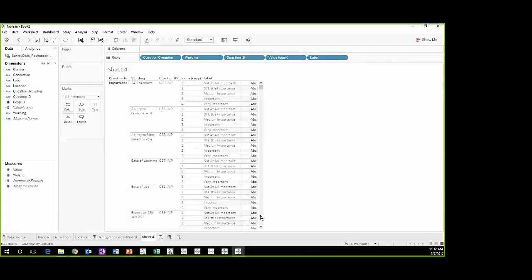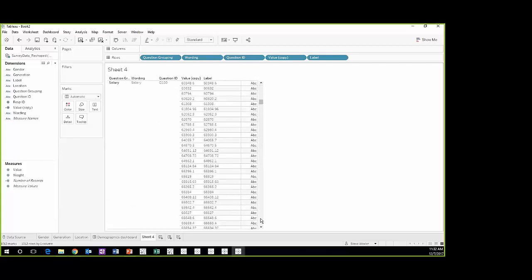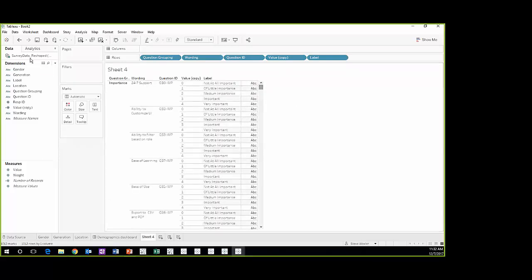Here's how they're grouped intelligently. Here was the question ID. Here are the numeric values. And here is how it maps to the label or text values. And I can see over here a 2 means medium importance, but down here a 2 means moderate degree. And I can certainly look at my question grouping.